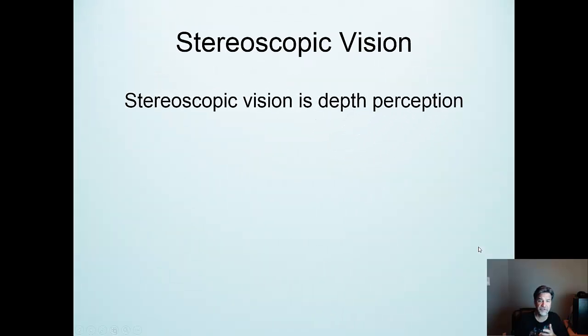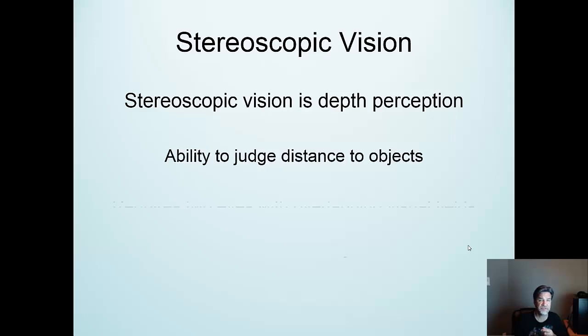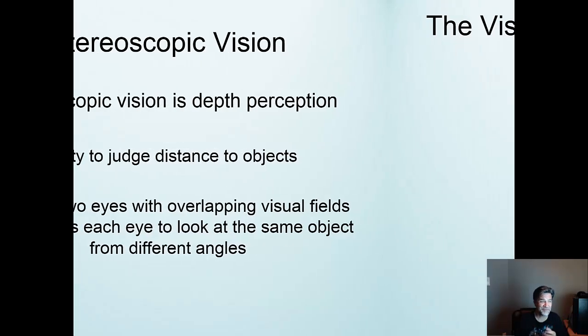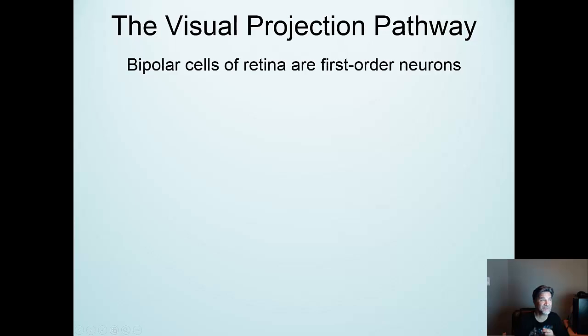Okay, so when we talk about three-dimensional vision, we're talking about depth perception. This is the ability to judge depth. And so what we require is overlapping visual fields. This is going to help us determine depth, and let's see how that works.